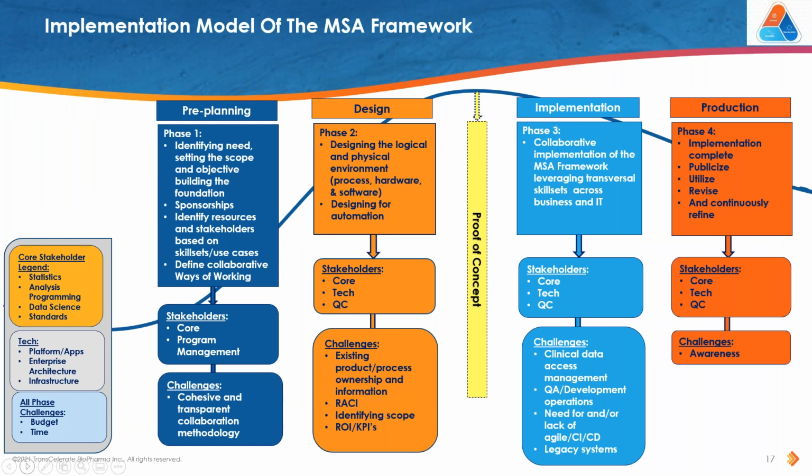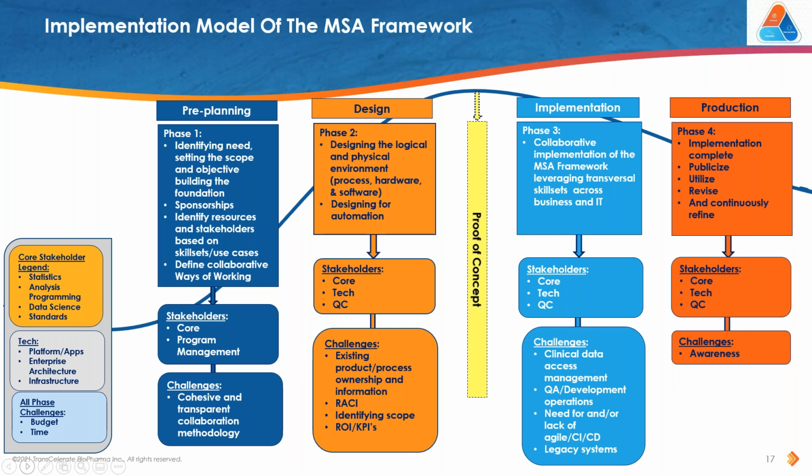The implementation model is the second component. In the model, we see 4 phases. We have pre-planning, design, implementation, and production. Within each phase, there are stakeholders to manage and challenges to overcome. Core stakeholders include statisticians, analysts and programmers, data scientists, and standards groups. And in addition, for example, in the pre-planning phase, your program management may be among the key stakeholders. And in later phases, both tech and quality groups become key stakeholders.